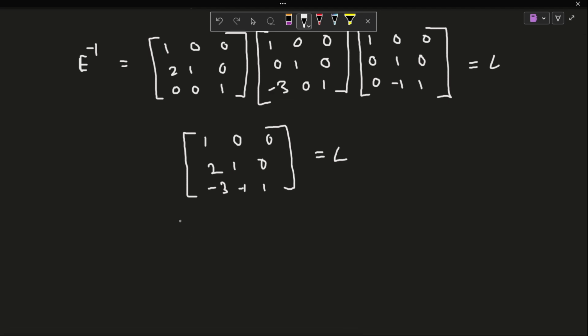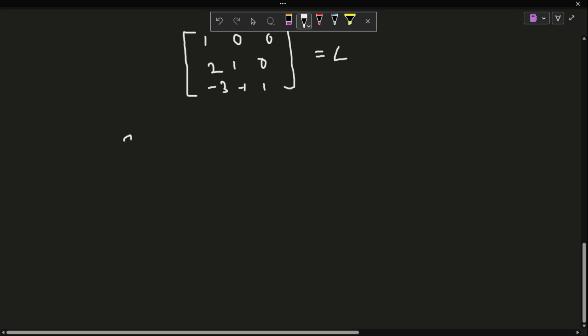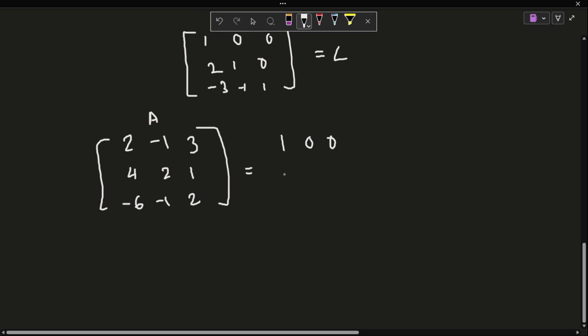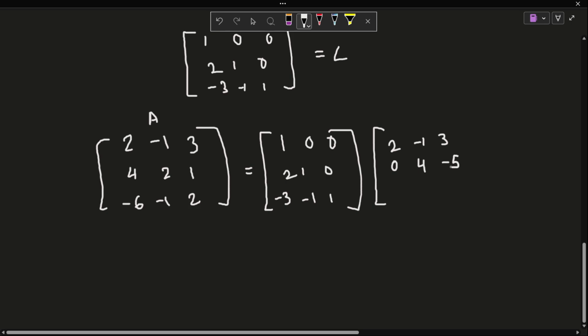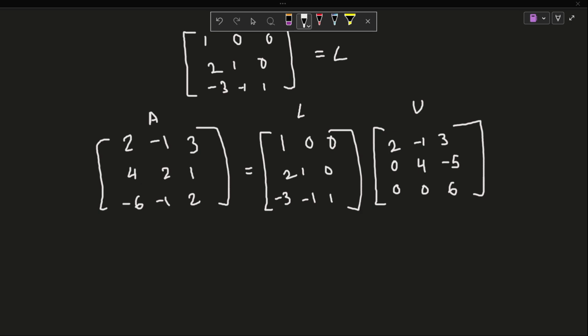Okay? So what we came to here is that 2, minus 1, 3, 2, 1, minus 6, minus 1, 2, which was A by the way, so this is A, equals 1, 0, 0, 2, 1, 0, minus 3, minus 1, 1, multiplied with 2, minus 1, 3, 0, 4, minus 5, 0, 0, 6, which was our upper. This is lower, this is upper. Okay?